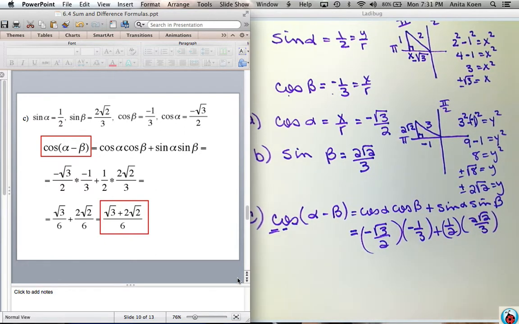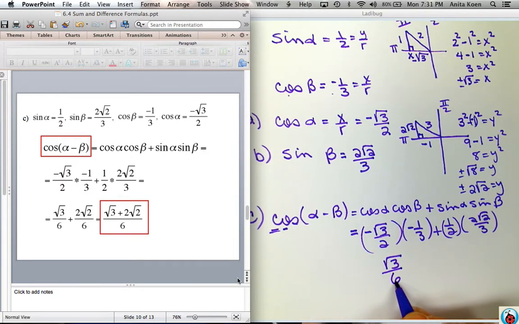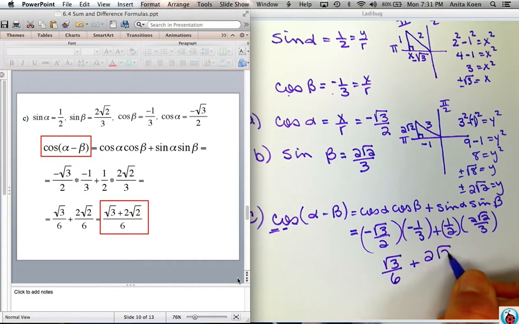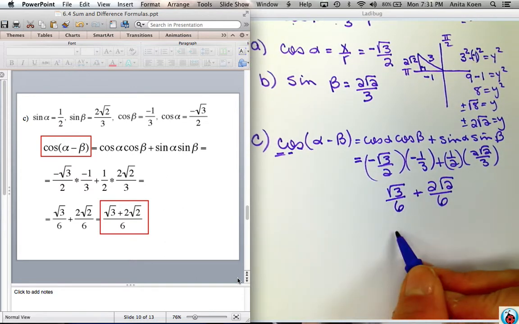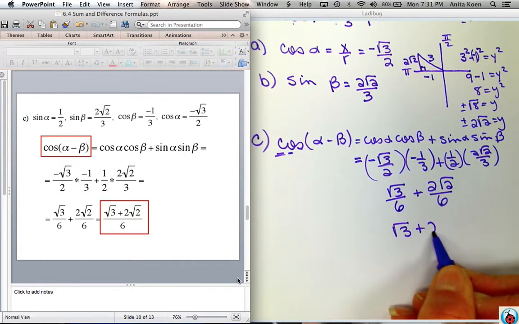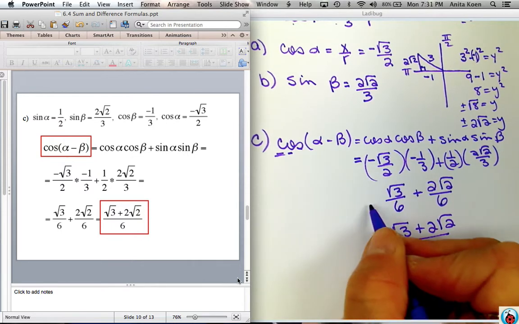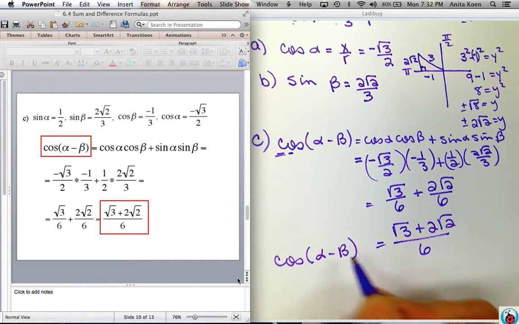Okay, and now all I'm going to do is do my multiplication. So a negative times a negative is always a positive. 1 times the square root of 3 is the square root of 3. 2 times 3 is 6. Plus 1 times 2 square roots of 2 is 2 square roots of 2 over 2 times 3 is 6. And if you want to go ahead and add those together, you can have the square root of 3 plus 2 square roots of 2 all over 6. And that is the cosine of alpha minus beta.